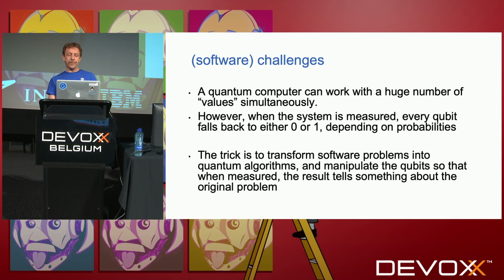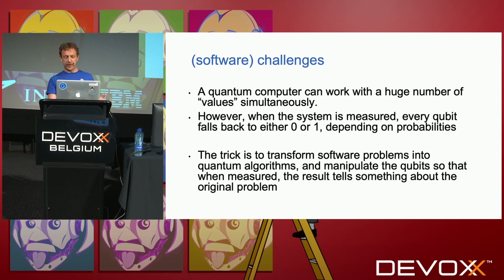The fact that we can hold a huge number of values is very promising, but on the other hand, once we measure a quantum system, all those qubits will fall back to a value of either 0 or 1, not a combination anymore. So people then ask, what's the benefit if I can do hocus pocus with many values, but in the end I get one value again? The trick is that you have to transform your software problem into a problem that's applicable to quantum computers, that takes advantage of the exponential scaling.